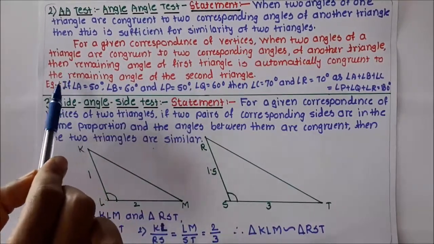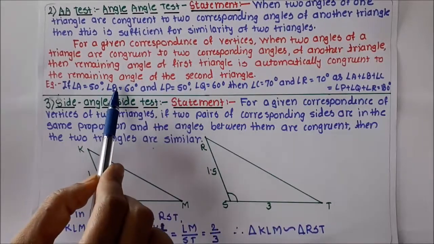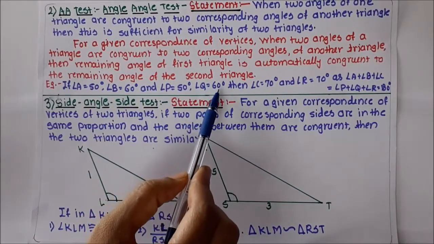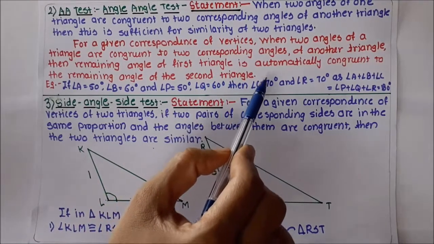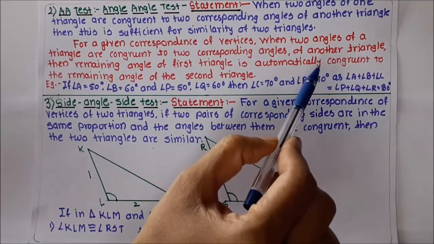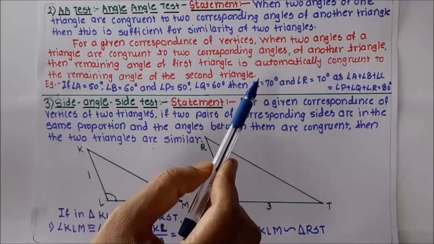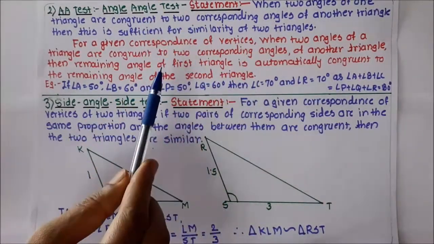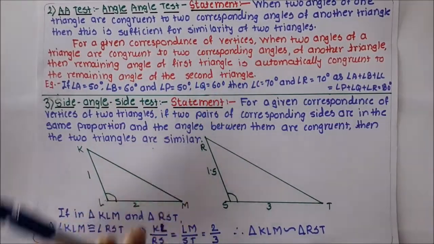Means here, for example, if angle A is 50 and angle P is 50, angle B is 60 and angle Q is 60, then automatically the last angle, that is angle C, is 70 and angle R is also 70, to make the addition of the three angles 180. Means it is sufficient to show only two angles congruent.